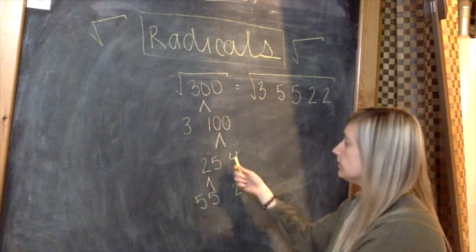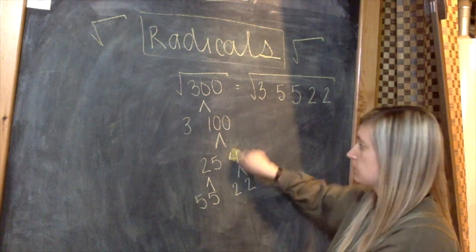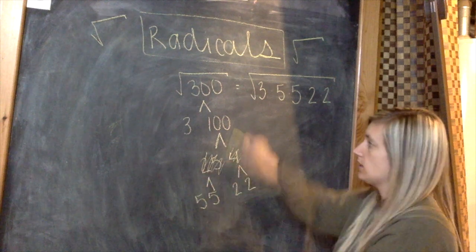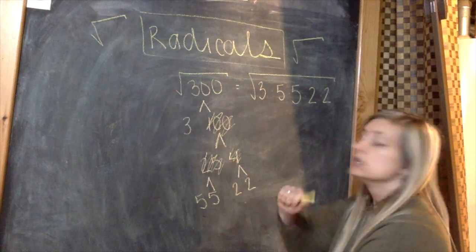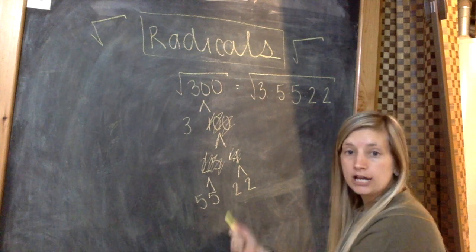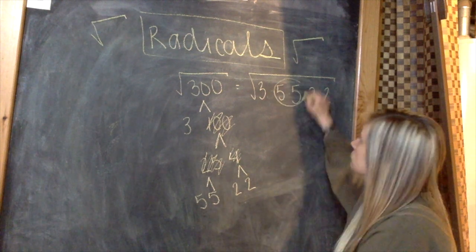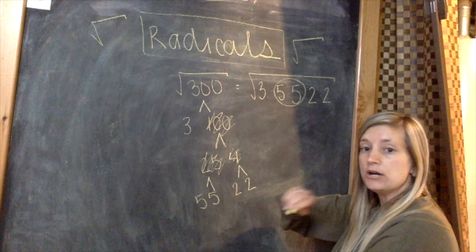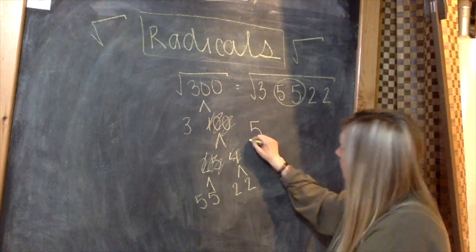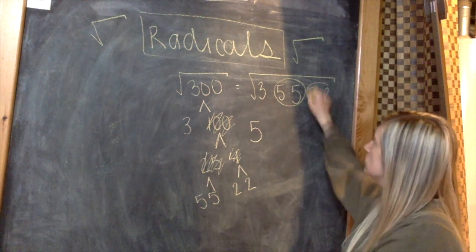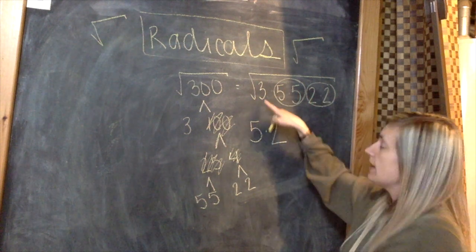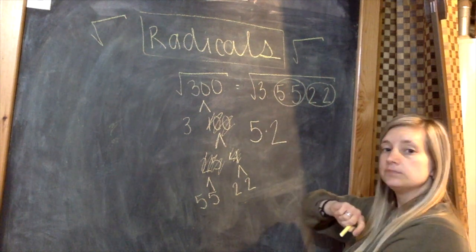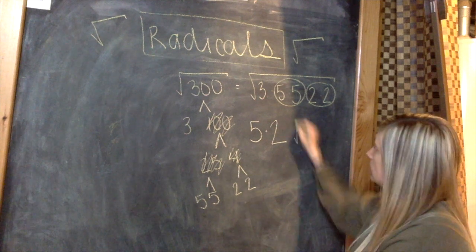We're not going to include the 4 or the 25 because we broke those numbers. It's like they're gone. You only are looking at your primes. So now go back and hunt for pairs. I have a pair of 5s. Boom, that's a whole 5 out front. I have a pair of 2s. That's a 2 out front. Do I have a match for my 3 under there? Nope, so my radical 3 is stuck.